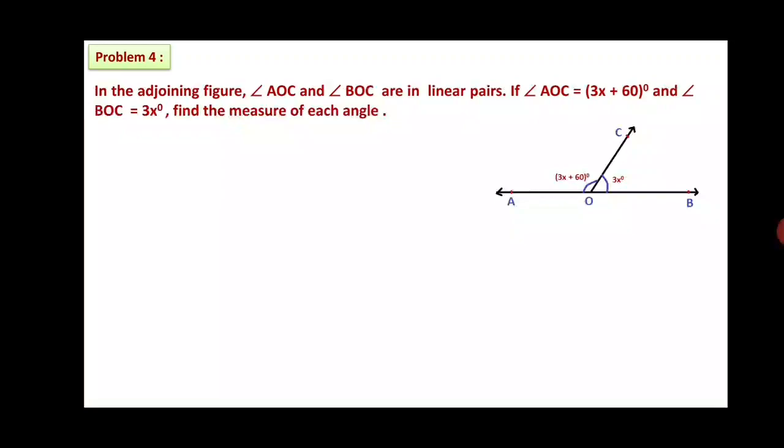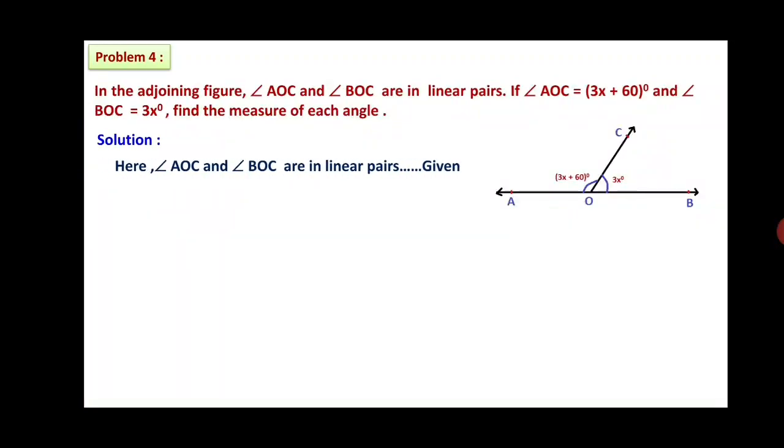Next we will see some question number 4 and 5 problems, HOTS. So this is the figure given. In the adjoining figure, angle AOC and angle BOC are in the linear pairs. If angle AOC is 3x plus 60 and angle BOC is 3x, find the measures of each angle. You could see the angles in the figure.